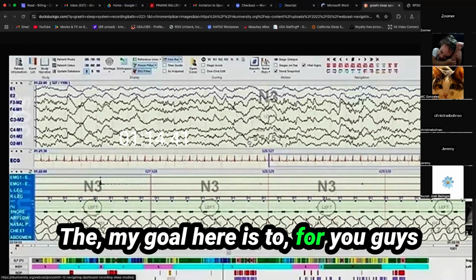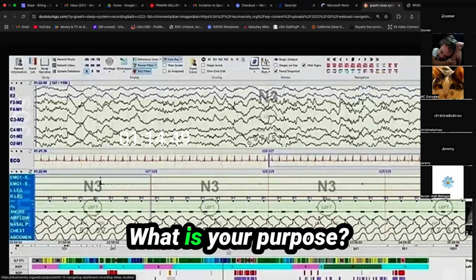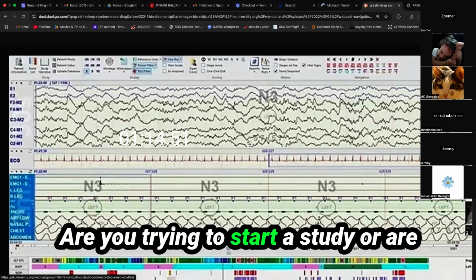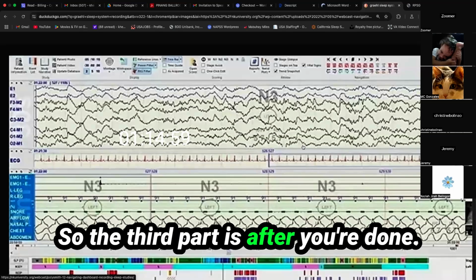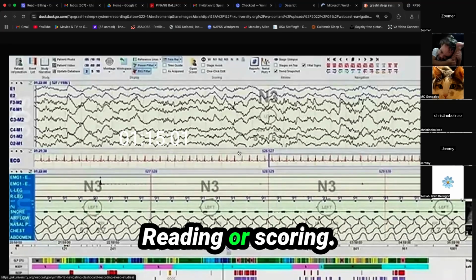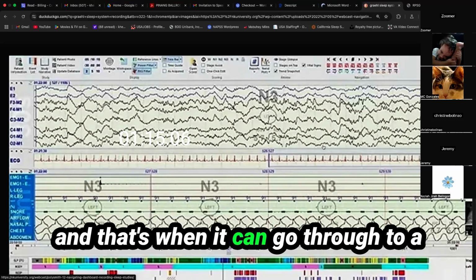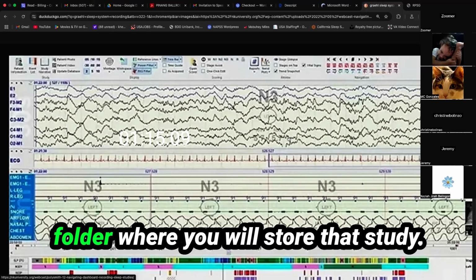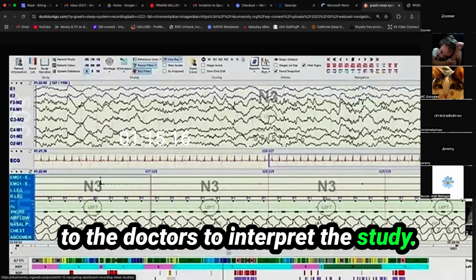My goal here is for you guys to understand that when you touch a sleep system, they're all the same. What is your purpose? Are you trying to start a study, or are you trying to analyze or score a study? The third part is after you're done reading or scoring, then you move that study forward. That's when it can go through to a folder where you will store that study, and that study now will be accessible to the doctors to interpret.